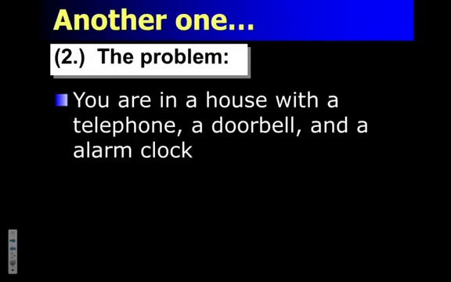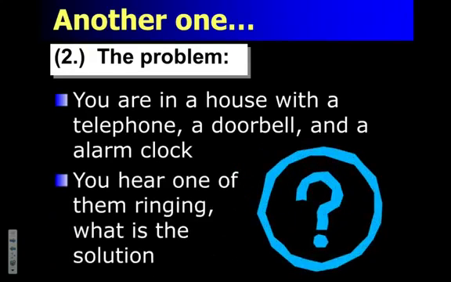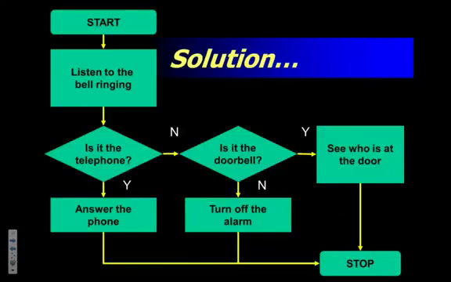Okay. You're in a house. You have a telephone, a doorbell, and an alarm clock. And they all have the same sound. You hear ringing. Which one is it? Okay, well, let's try and solve this. I start. I hear the bell. I make my first decision. Is it the telephone? If the answer is yes, I answer the phone, and I'm done. If the answer is no, I have to make another decision. Is it the doorbell? If the answer is yes, I see who's at the door, and I'm done. I don't have to make a third decision. If it's not the telephone, and it's not the doorbell, it's the alarm clock. So I turn off the alarm, and I'm done.